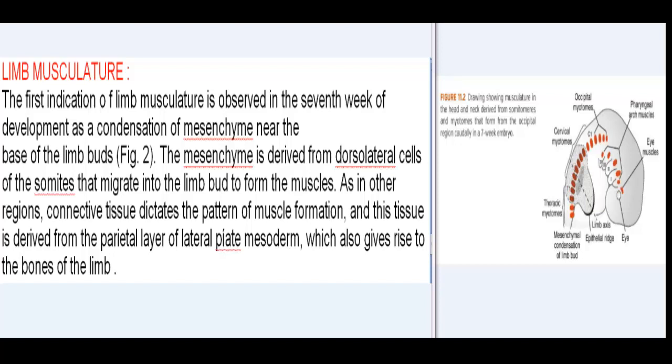Limb musculature. The first indication of limb musculature is observed in the 7th week of development as a condensation of mesenchyme near the base of the limb buds, Fig. 2. The mesenchyme is derived from dorsolateral cells of the somites that migrate into the limb bud to form the muscles. As in other regions, connective tissue dictates the pattern of muscle formation, and this tissue is derived from the parietal layer of lateral plate mesoderm, which also gives rise to the bones of the limb.